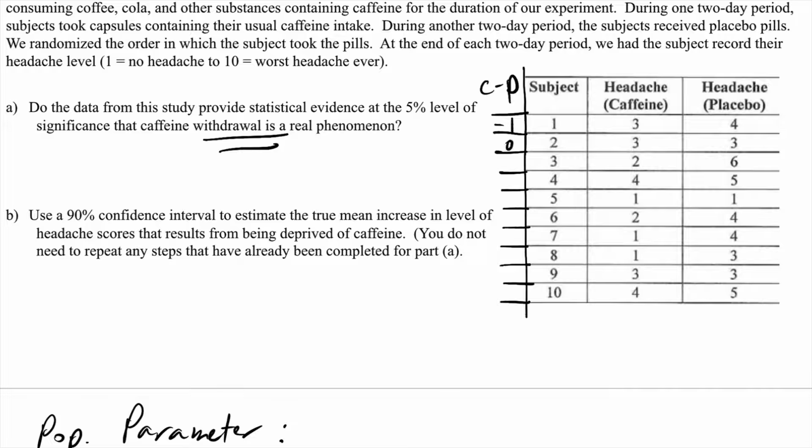Okay, next one, 0. Next one is -4. Next one is -1. Next one is 0. Next one is +2. So they actually had a higher, wait, -2. Sorry, -2. Went the wrong way. -3, -2, 0, and -1.